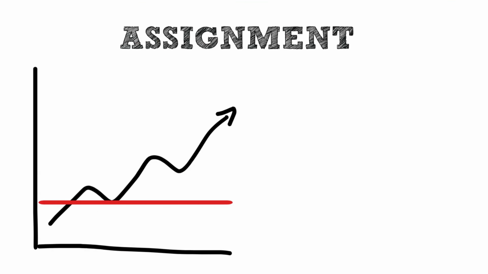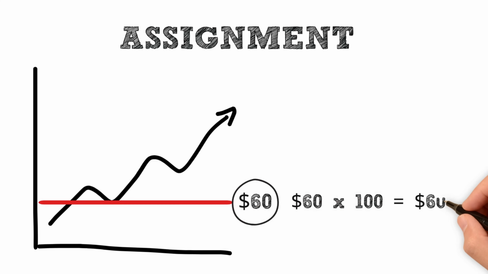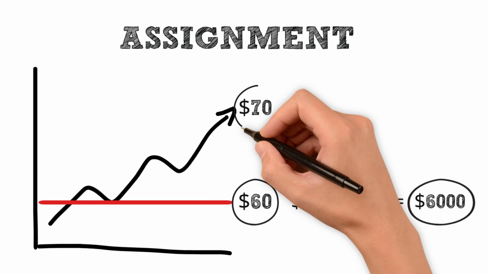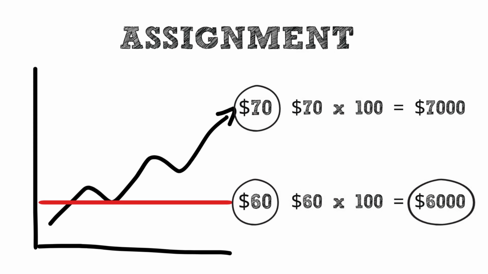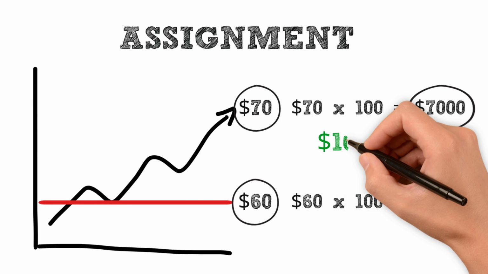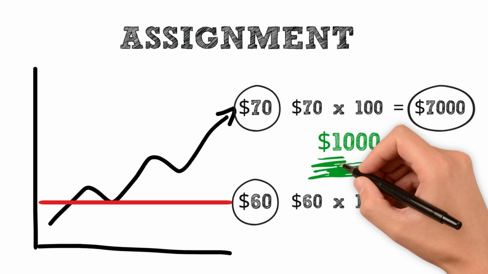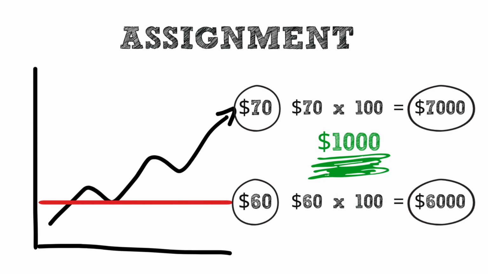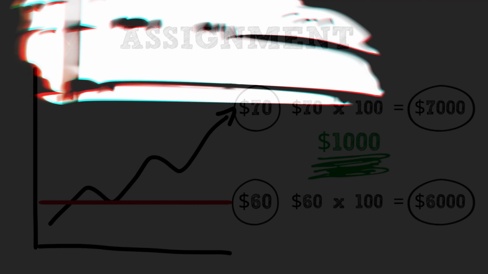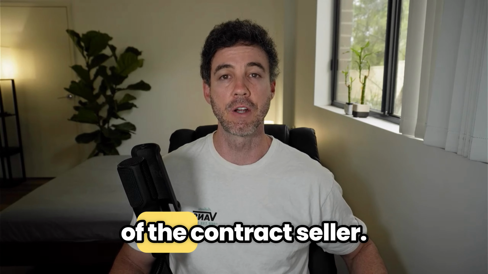If 100 shares are bought at the strike price of $60 times 100, so $6,000 in total, and then sold at the current price of $70 times 100, so $7,000 in total, then that's a $1,000 profit minus the initial premium paid, which will be small compared to the profit made. So let's take a look at that same example, but from the perspective of the contract seller.